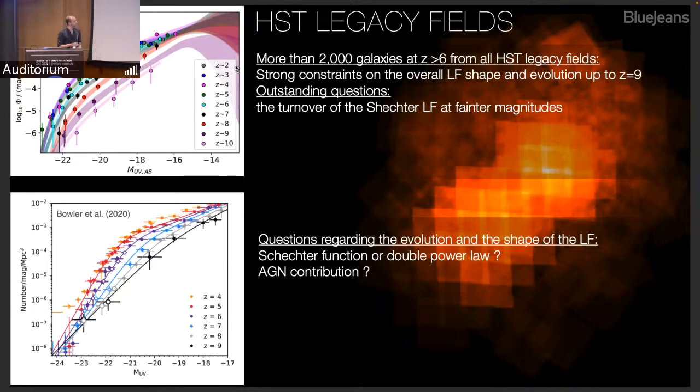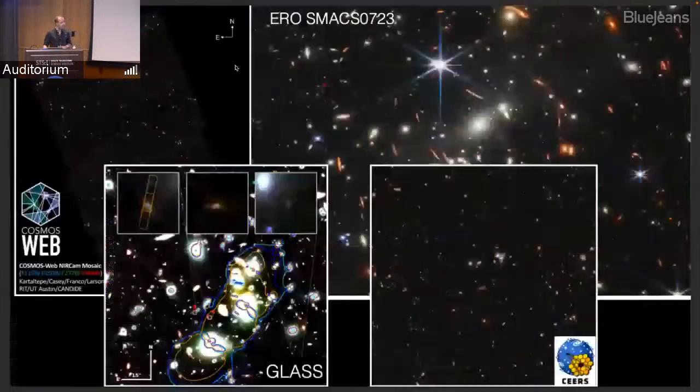And the other question is, at the bright end of this UV luminosity function, there is still a debate whether this bright end is best described by a double power law or a Schechter function, especially knowing that at these bright ends you will also have AGN contribution in there. So this is more or less the landscape before JWST.